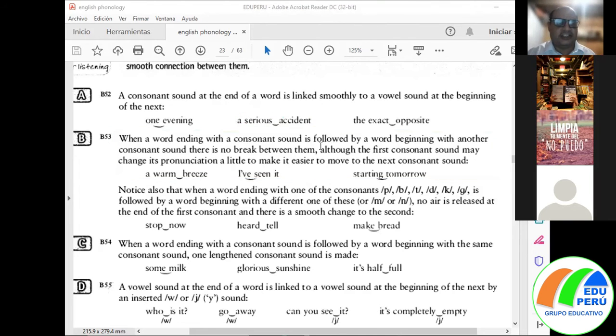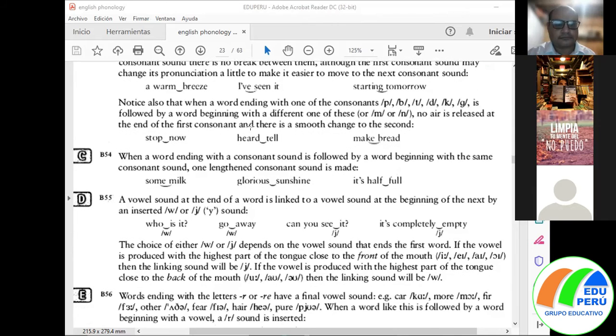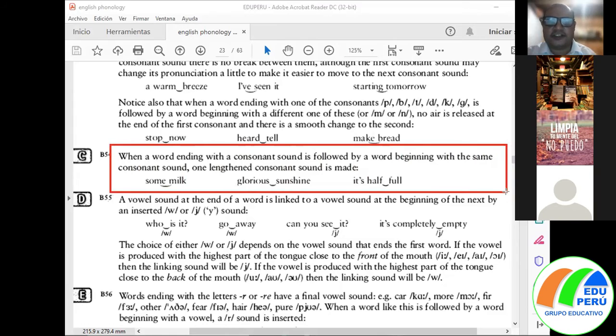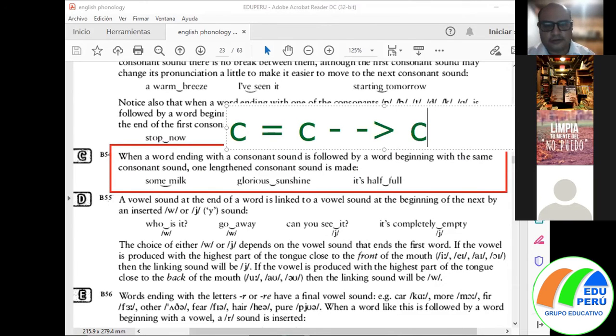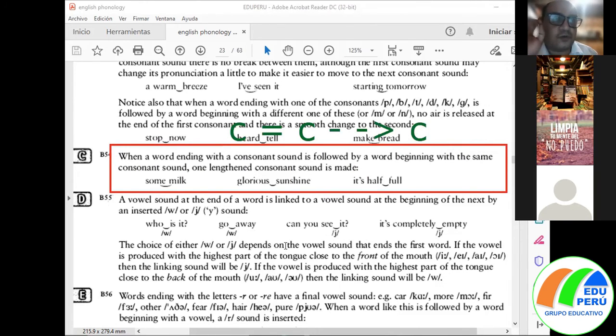Now, let's pass to another case of linking. The next case of linking is when a word ending with a consonant sound is followed by a word beginning with the same consonant sound. One lengthened consonant sound is made. So when the two consonants are the same, you just produce one consonant sound.